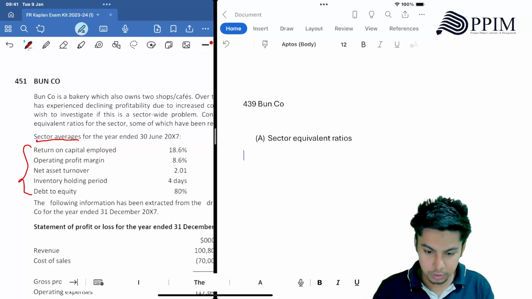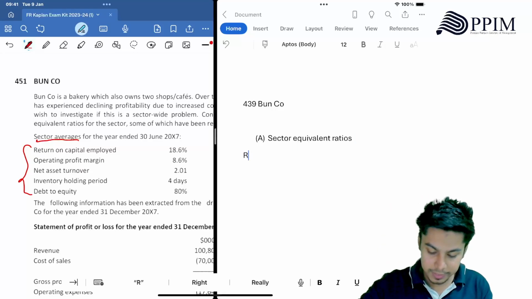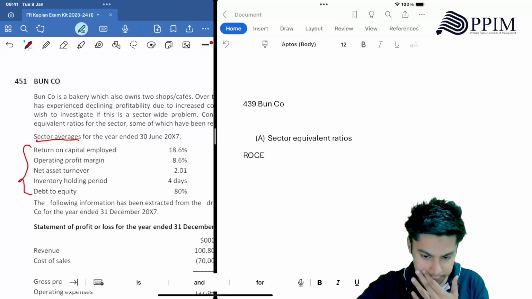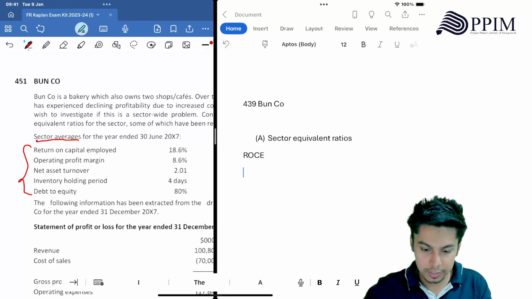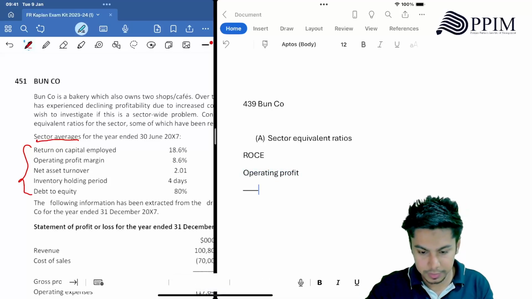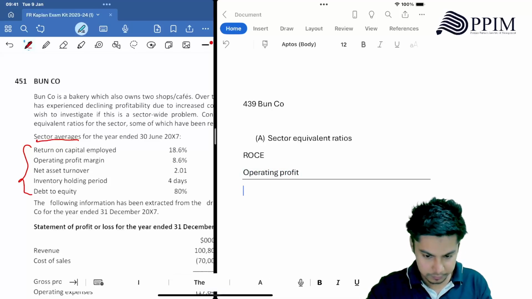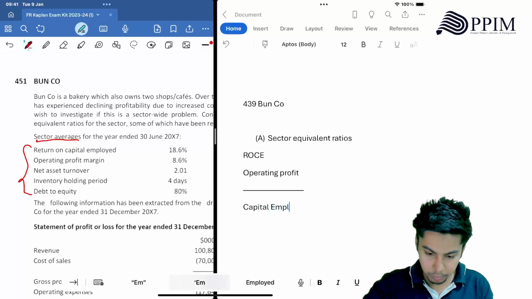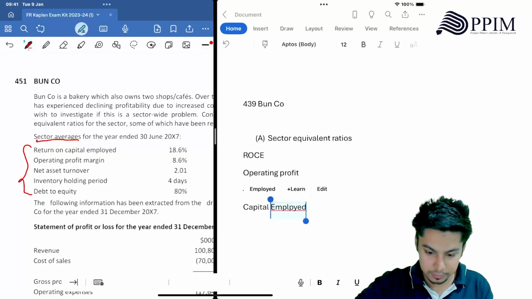Okay, all good, guys. Let's start then. So first one, guys, they want ROCE. Let's start writing the equation for ROCE. What's the equation, guys, for ROCE? So it is operating profit divided by capital employed, into 100.